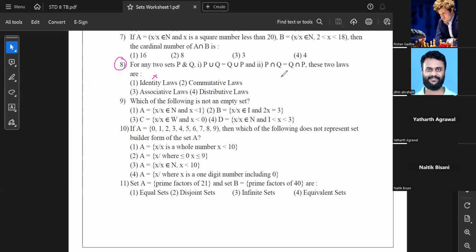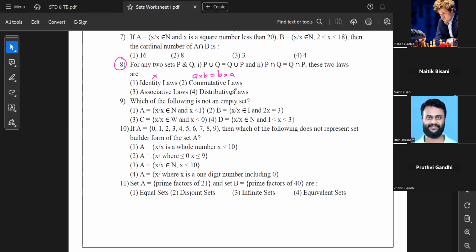Now, for those who do not know what a commutative law means, for example, A multiplied by B is equal to B multiplied by A. In short, आप उल्टा करोगे तो भी same रहेगा. Such kind of laws are called commutative law. Now, I'll explain associative also. What is an associative law? For example, if you have three numbers in multiplication, like A multiplied by B multiplied by C, either you can multiply A and B first and then answer को तुम C के साथ multiply करो, that is also right.